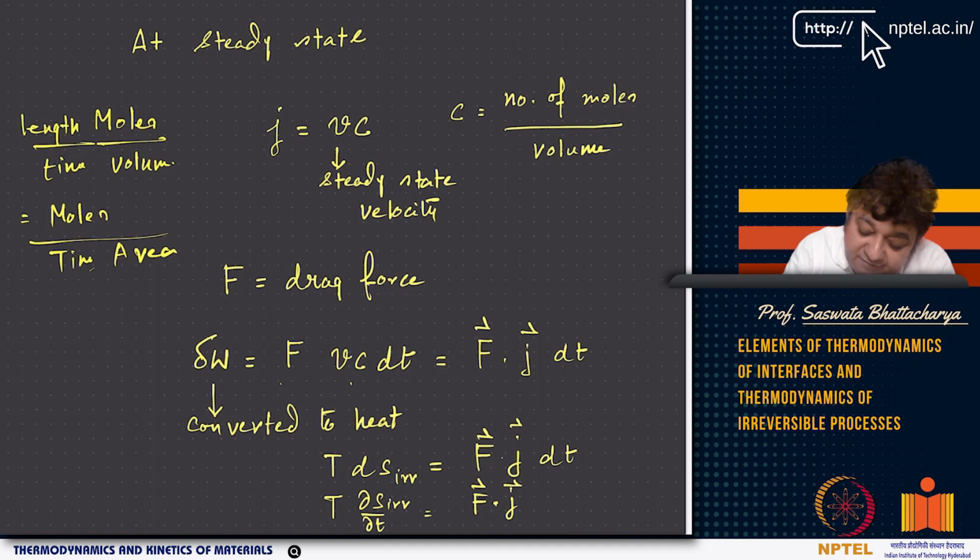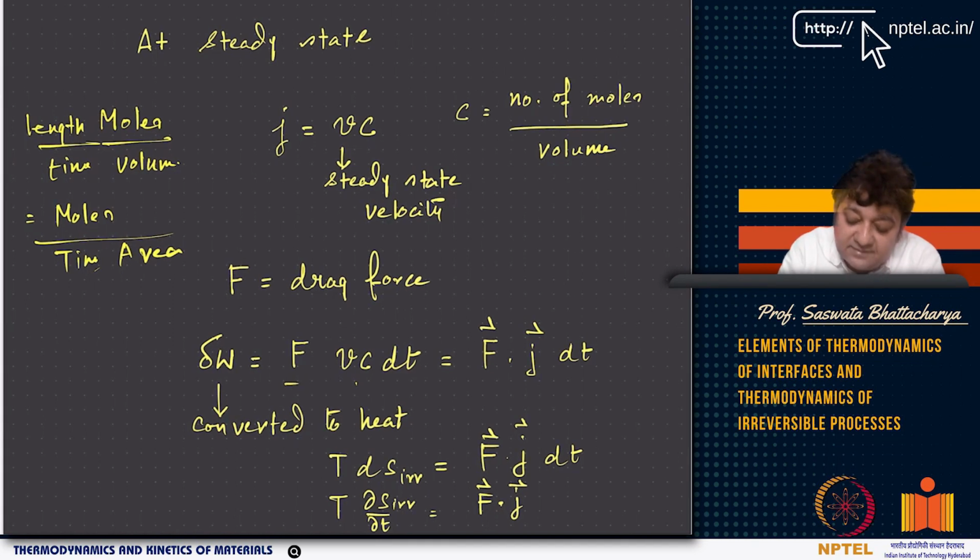Now if you see, this is force, and you have velocity and you have concentration. So this is basically nothing but flux, right? So you have force times flux, and you have this time interval. So basically this gives you what? F dot j dt, and this is nothing but delta W, right?